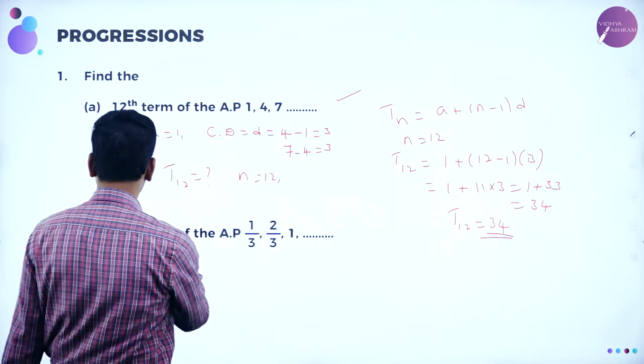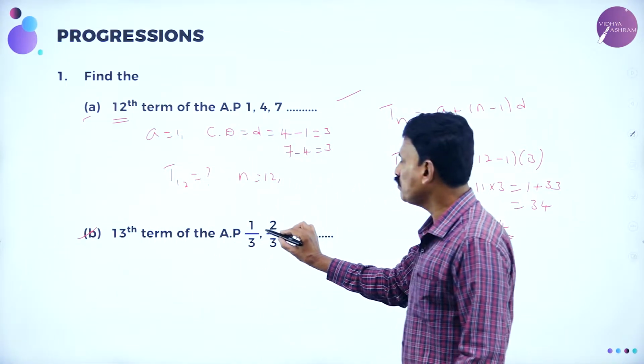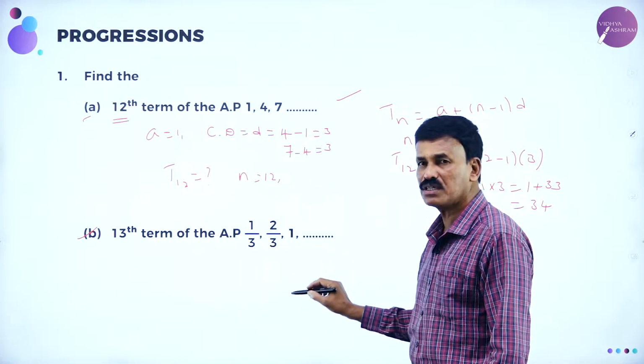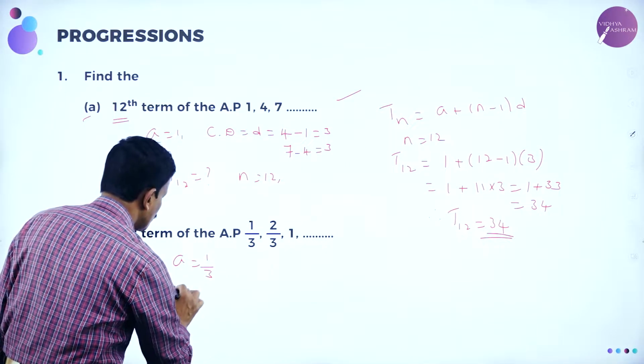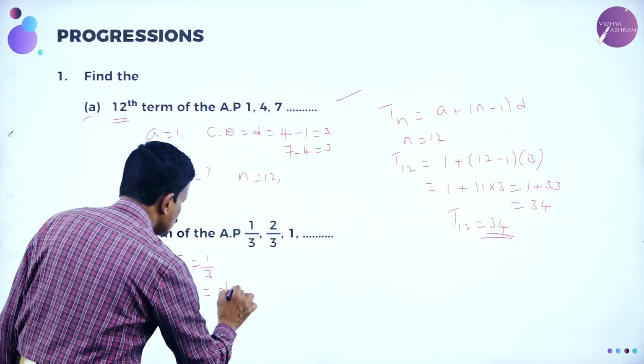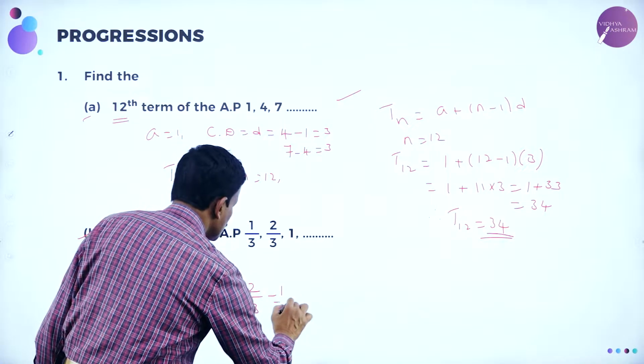Let us come to the second problem, a similar type of problem. Find the 13th term of the AP 1 by 3, 2 by 3 and 1. What is the first term here? A is the first term, A is equal to 1 by 3, and the common difference D is equal to the second term minus the first term, 2 by 3 minus 1 by 3.